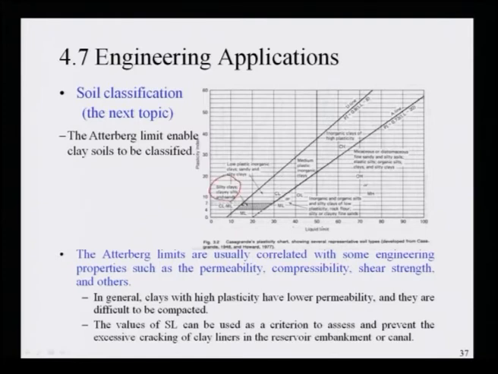Look at the classification. What is the meaning of OL or OH? O means organic, inorganic or organic silt, clay of low plasticity. L means low plasticity. M is your silt. Here M is equal to silt. C is your clay. O is your organic soil. Then H is your high plasticity, and L is your low, or sometimes called medium plasticity.